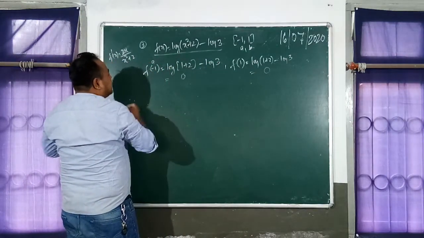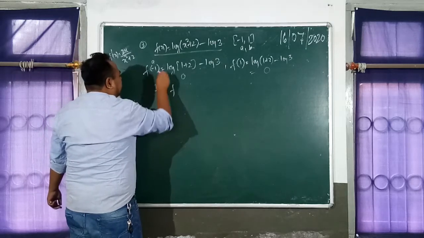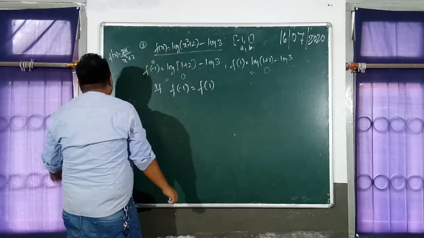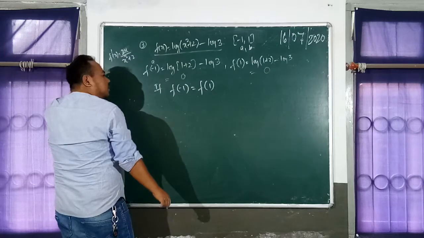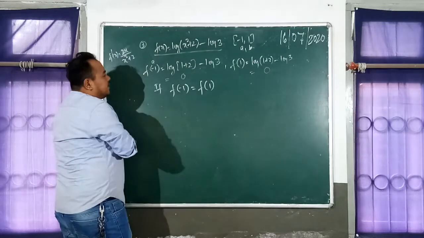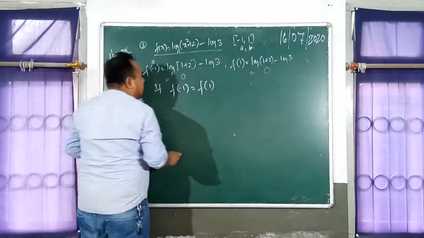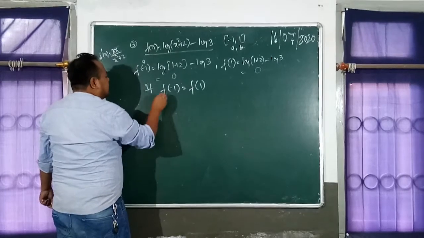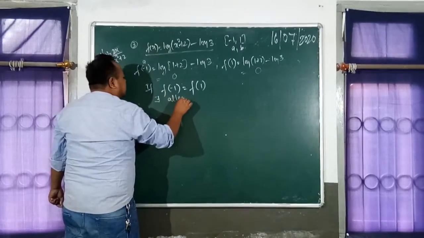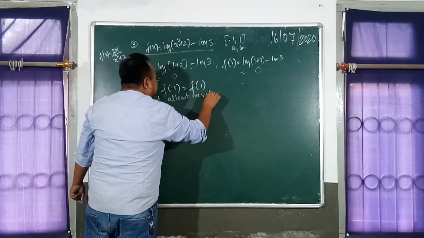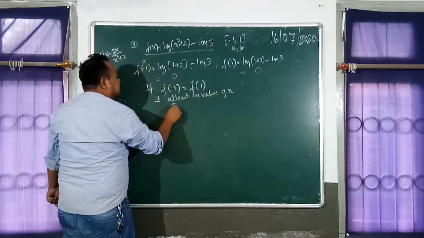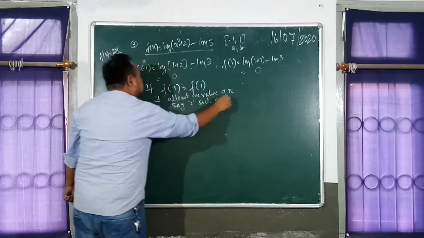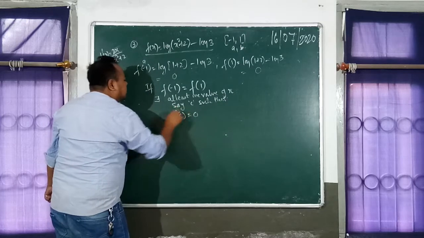So statement number 3 says if f of a, that means -1, is equal to f of 1, we show that they are equal. It's not necessary that it always becomes equal to 0. It's just that we have to show that the values are same. So if f of a equal to f of b, then the statement was there exists at least one value of x, say c, such that f dash c equal to 0.